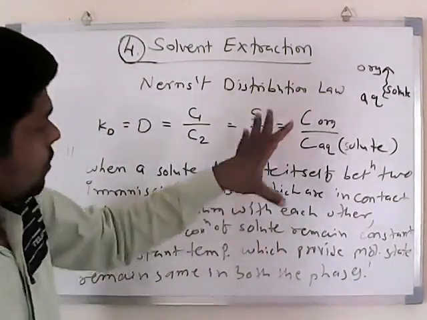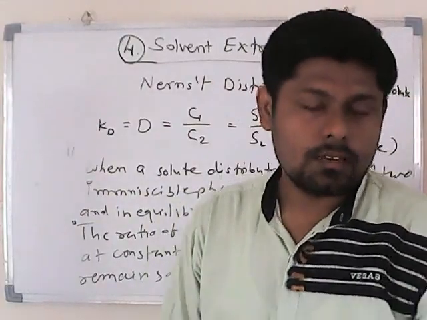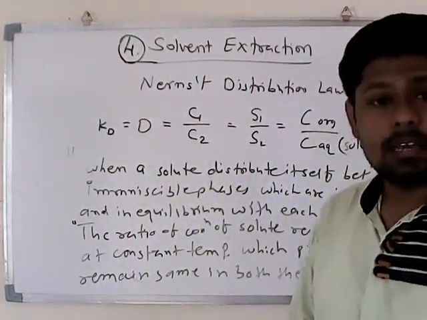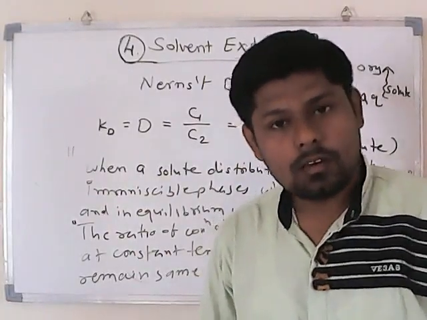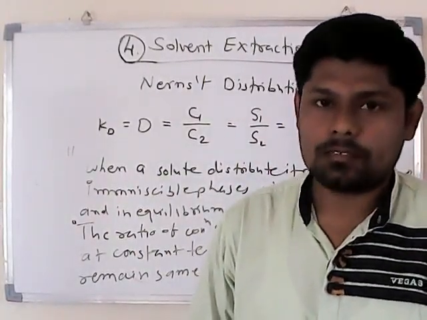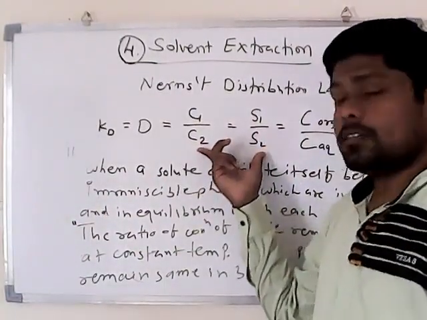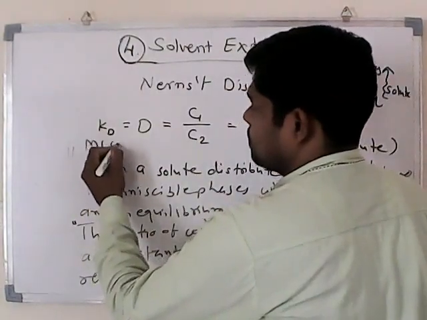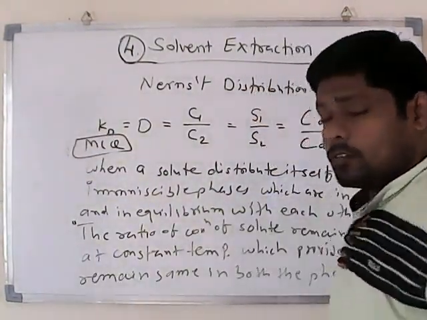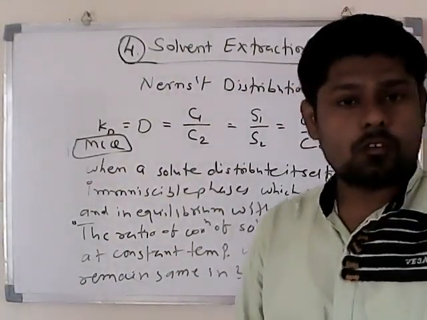The weightage of the question is 2 marks, and I told you that the question is like: give the statement of Nernst distribution law and give its mathematical expression, that is in 2 marks. This mathematical expression is also useful for MCQ purposes. So that is a 2 marks short question, Nernst distribution law.